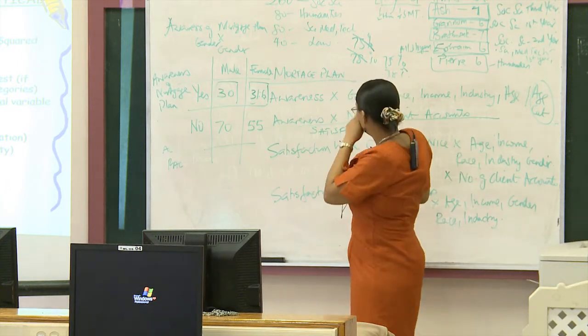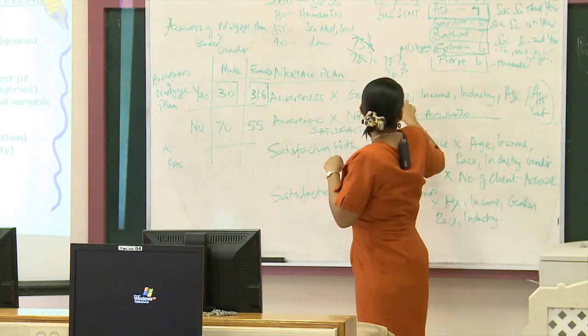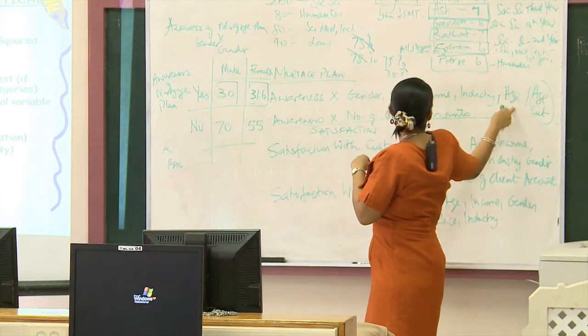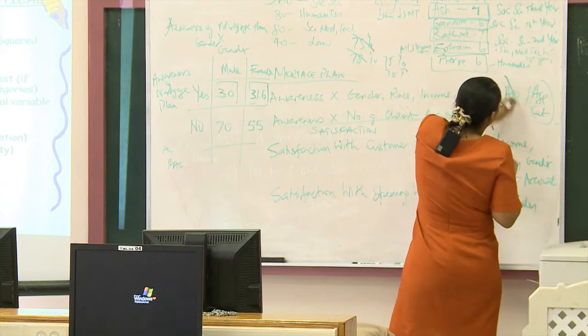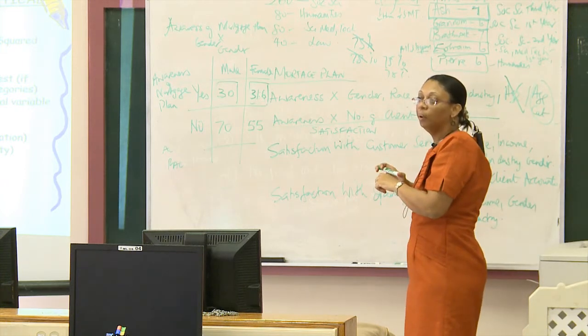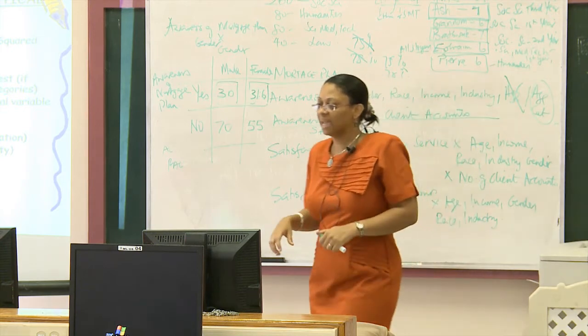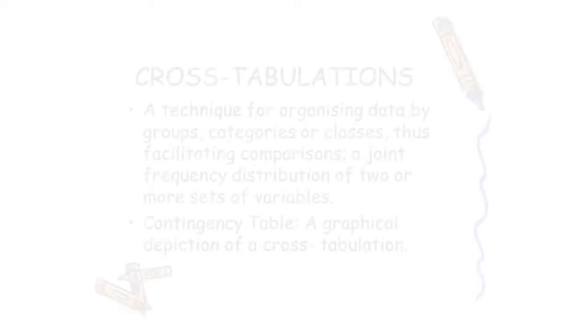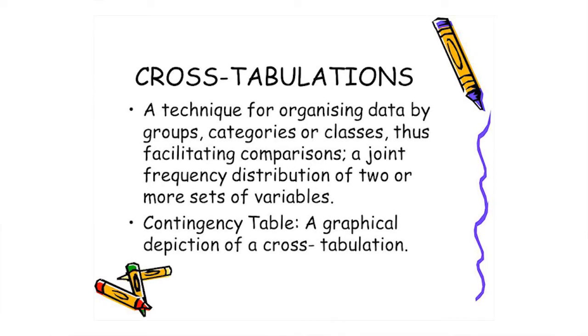Let's now run awareness by gender, race, income. It will have the age cap here now, not age, because that is not nominal. That is racial, right? So how are we going to run this test? We come on to the next slide. I'll show you how to run the test.